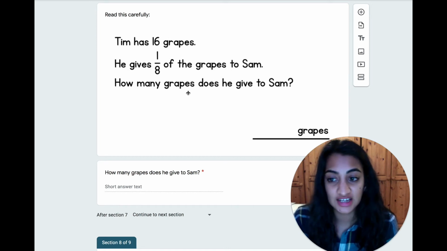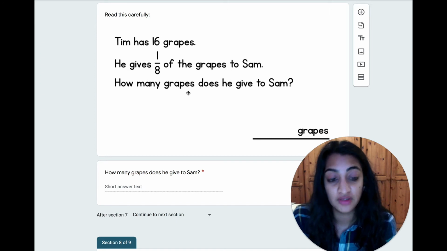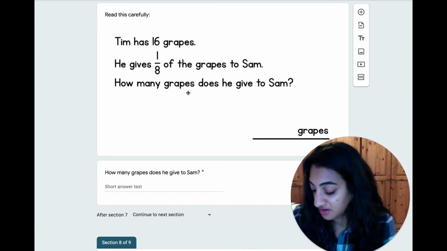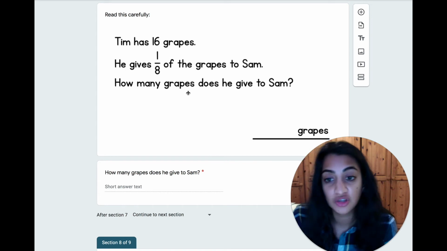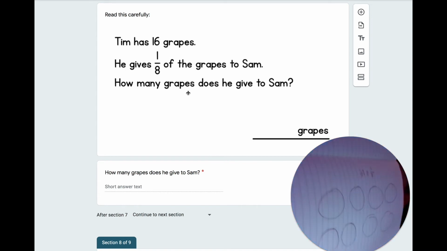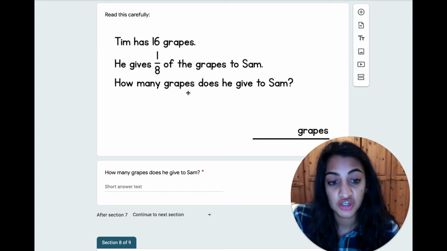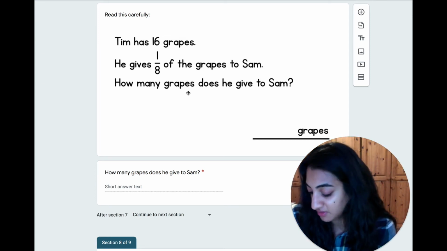Now this is exactly like the question we did before. When we're finding a fraction of an amount, we have to look at the denominator, draw that many equal parts. So the denominator here is 8, so I'm going to draw 8 equal parts, just like that there, 8 equal parts. And then I'm going to do my sharing out of the whole number, which is 16.